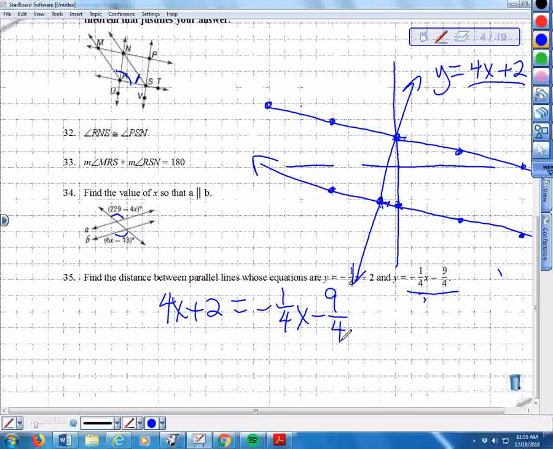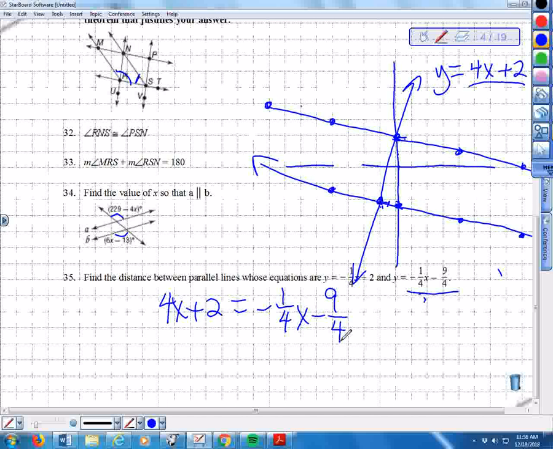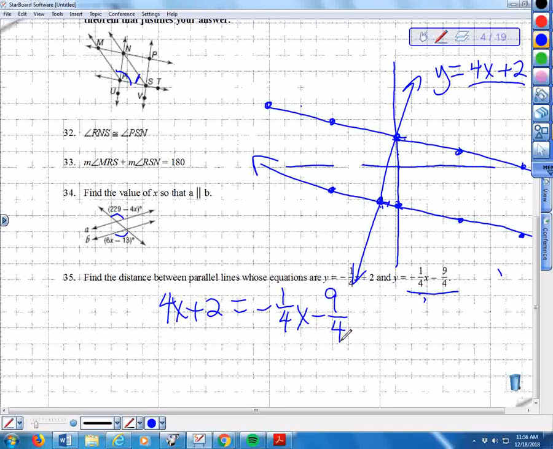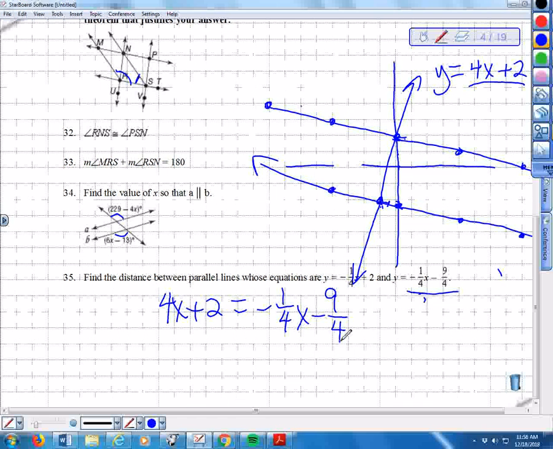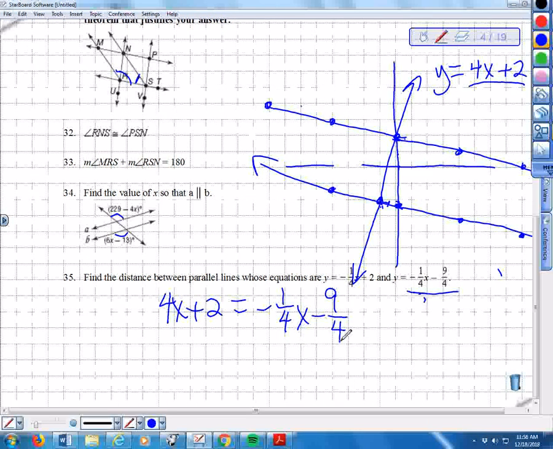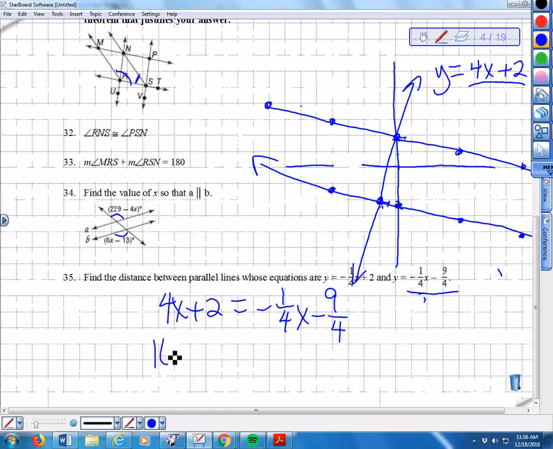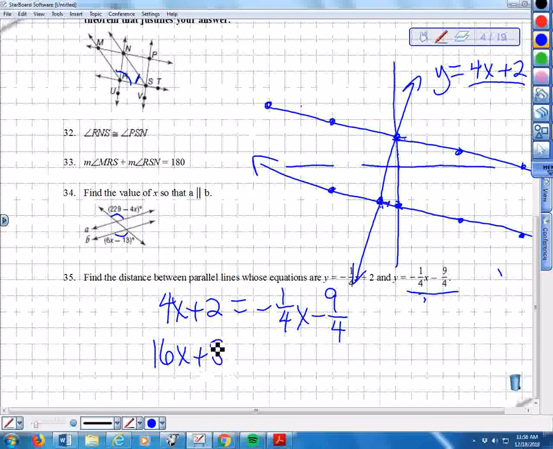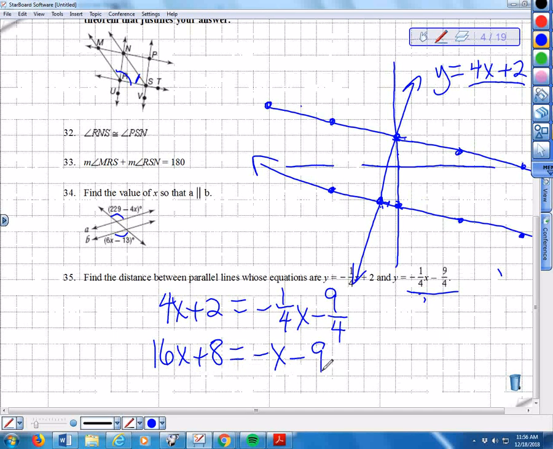How many of you like to deal in fractions? Me either. What's the easiest way to get rid of them? I could multiply both sides by a number that would get rid of the fraction. What number is it? 4. Multiply by the common denominator. Okay, so if I multiply by the common denominator, it's a lot easier.